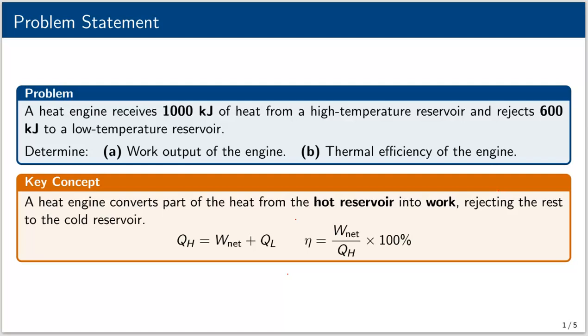Here is the key concept. The key concept at the bottom of the slide tells us everything we need. A heat engine converts part of the heat from the hot reservoir into useful work and rejects the rest to the cold reservoir. Two equations govern this. One is QH equals Wnet plus QL, and another is efficiency eta equals Wnet by QH into 100. These two equations are all we need for this problem.